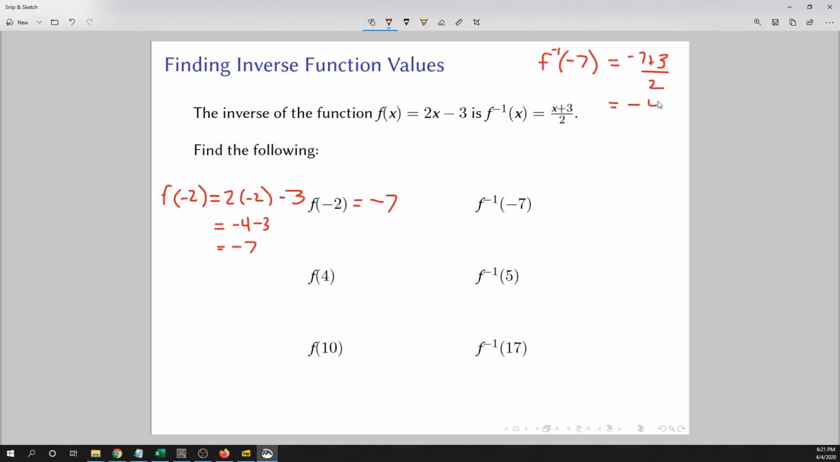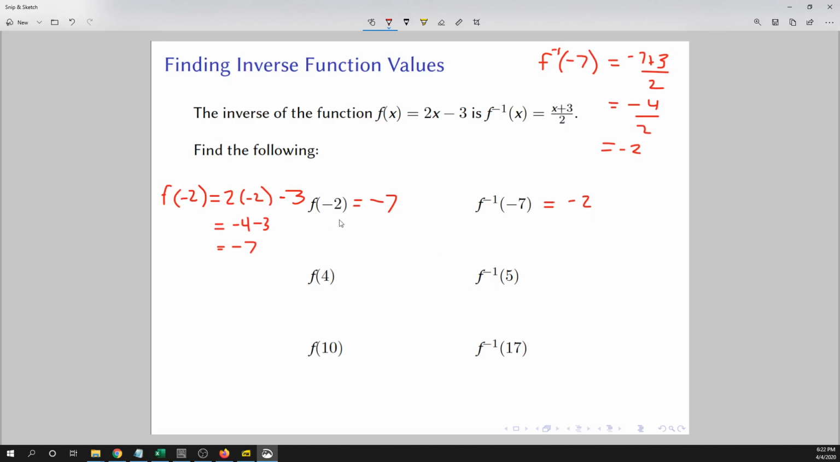So I get negative 4, right? Negative 7 plus 3 is negative 4 over 2. That is negative 2. All right, so here we can say, hey, that's interesting. If I plug a negative 2 into f, I get a negative 7. If I turn around and plug the negative 7, which is the output over here, into f inverse, I get that negative 2 back.